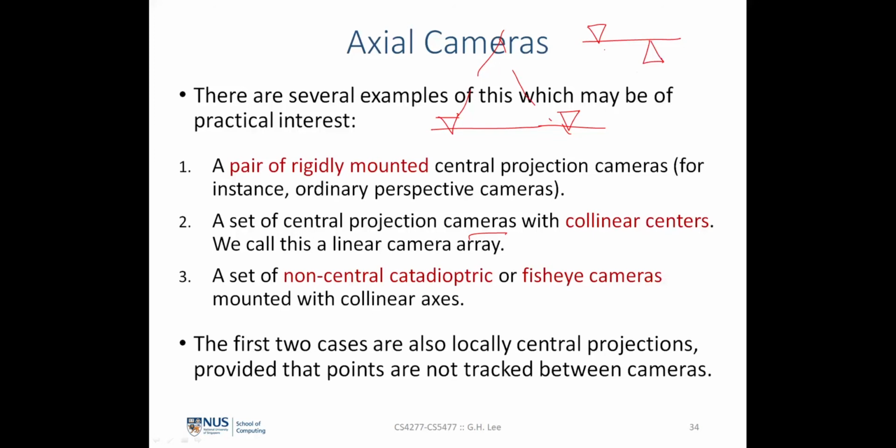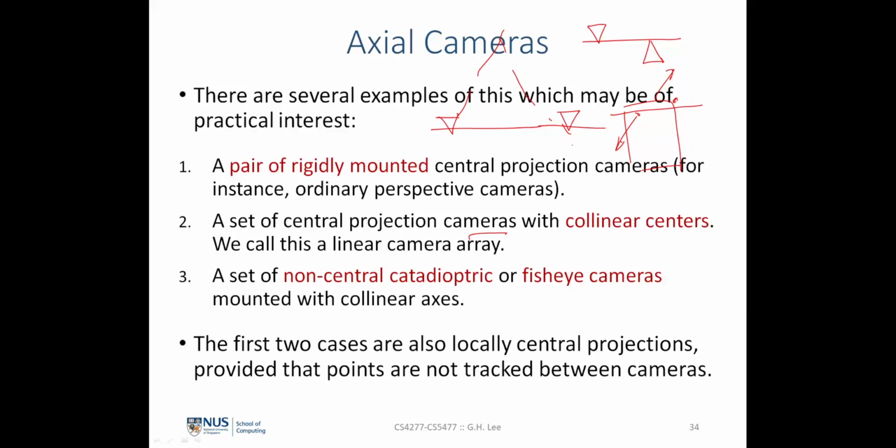So in this case here, a practical setup can be found in actually your mobile phone, where you can see that generally your mobile phone has two cameras, one in front and one looking at the back. Because these two cameras are mounted so close to each other, that means that the thickness of your mobile phone is actually very small, and hence these two cameras here can be treated as an axial camera.